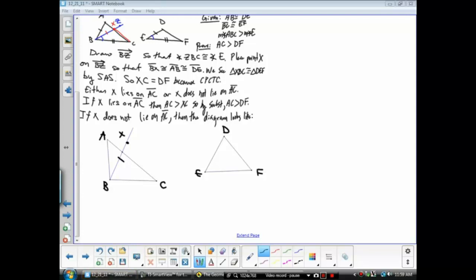We know that BX and BA and DE are all the same length. We know that BC and EF are the same length. We know that this angle is the same as that angle. Okay. We know that triangle XBC is congruent to triangle DEF, which means that XC is the same length as DF. Those are the things that we know about this diagram. It's just now X is not on AC.